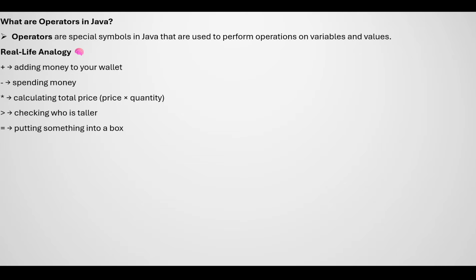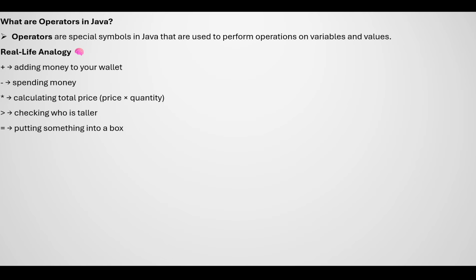And calculation is when we need to calculate the price of something, like we can multiply the price with quantity. So calculation is going on. And the greater than symbol or less than symbol, these operators can be used when we need to compare values in real life. It can be used when we need to compare the heights of two people. And assignment is like when we have to assign some value into a box. So in the programming world, it is like assigning some values to particular variables.